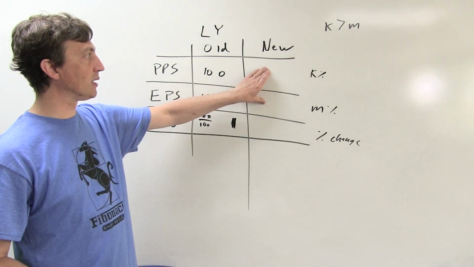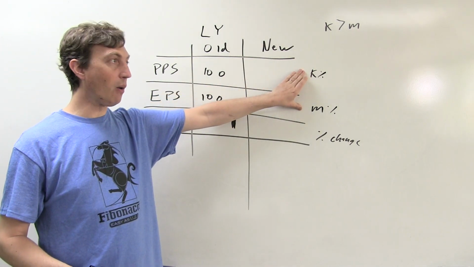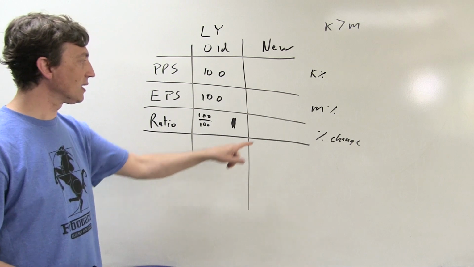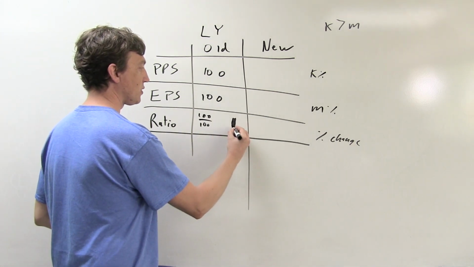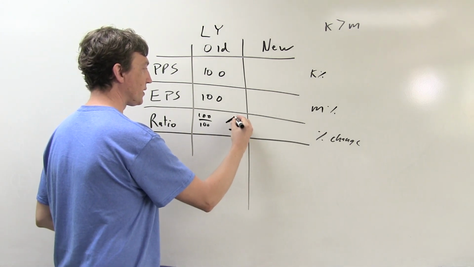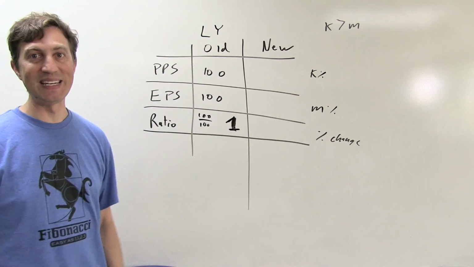Before I come up with new values, and before I come up with K and M, I want to keep thinking, I'm really looking for a percent change here. And so if I have a 1 as my old ratio, I want a new ratio that's really nice to work with.